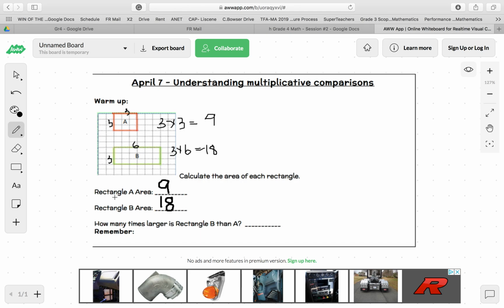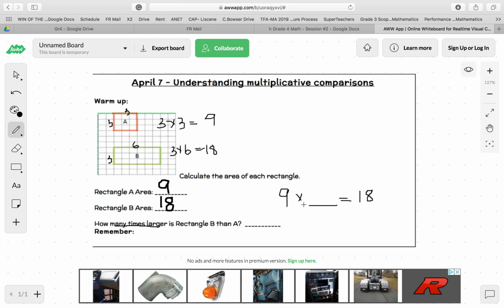So we just said that the area of rectangle A is 9, and the area of rectangle B is 18. So to figure out how many times larger, we need to figure out 9 times what equals 18. So 9 times what equals 18?